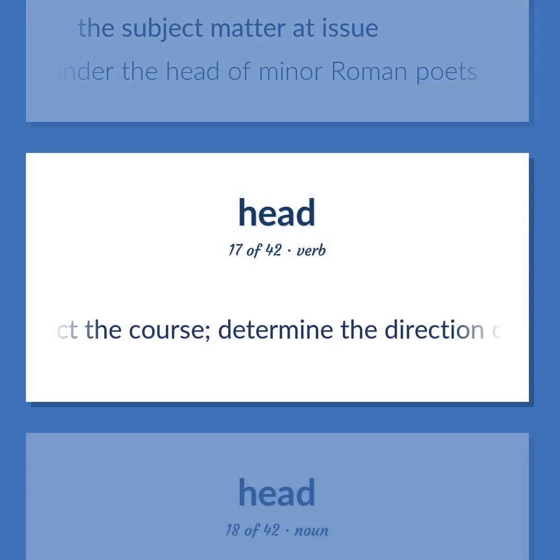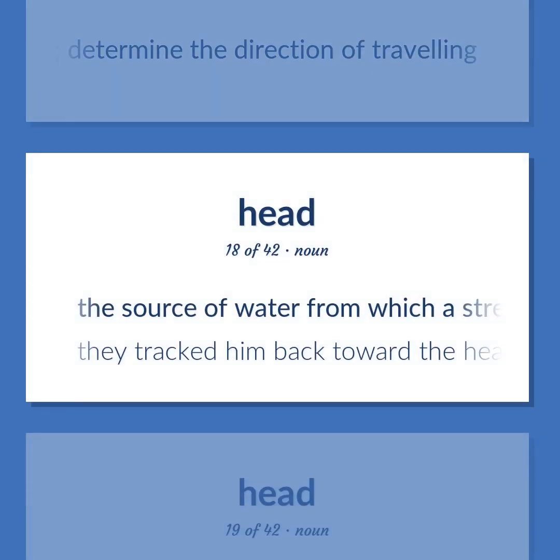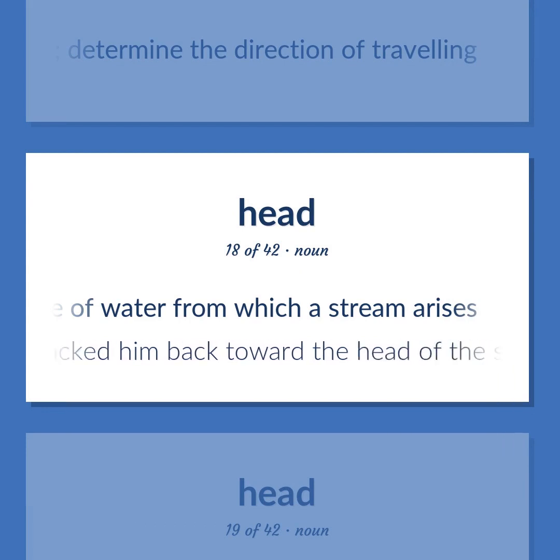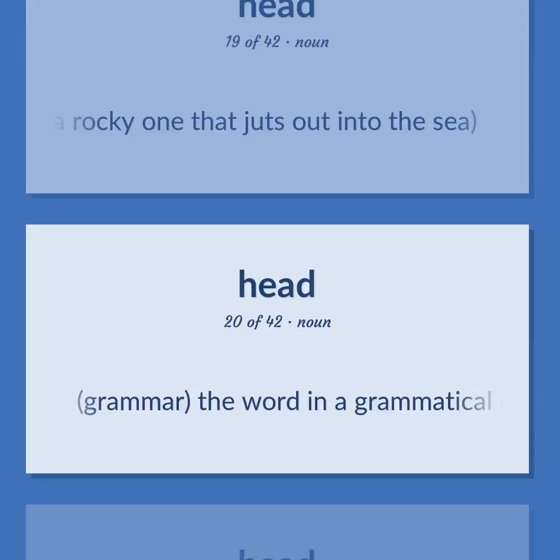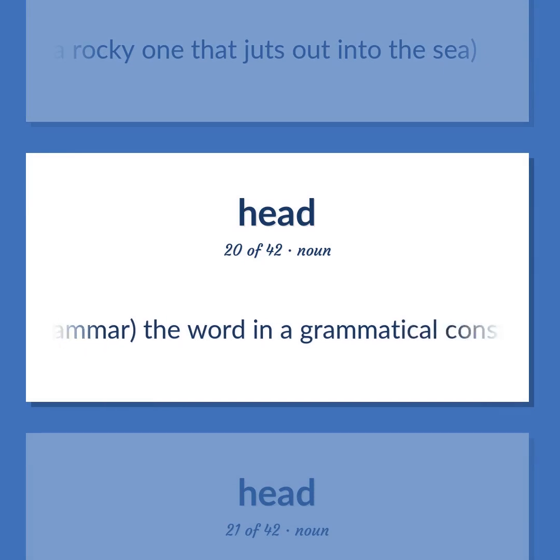Direct the course. Determine the direction of traveling. The source of water from which a stream arises. They tracked him back toward the head of the stream. A natural elevation, especially a rocky one that juts out into the sea. Grammar. The word in a grammatical constituent that plays the same grammatical role as the whole constituent.